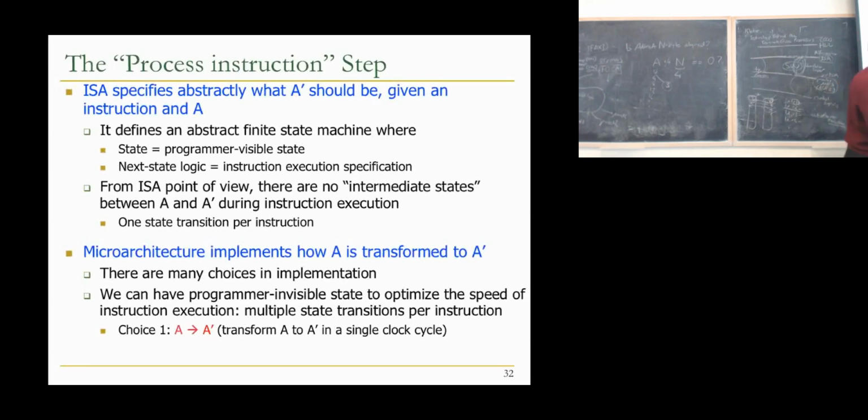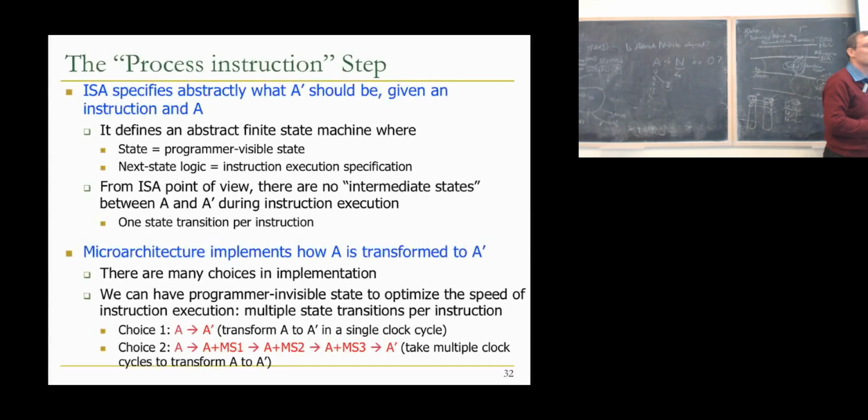Another choice could be this. You start with the architectural state, you add to it some, and then in the next clock cycle you go to the same architectural state plus some microarchitectural state. In the next clock cycle you can go to the same architectural state but some other microarchitectural state. And then next clock cycle you go to the ISA specified architectural state. You can take multiple clock cycles to transform A to A prime. This is the difference between single cycle versus multi-cycle microarchitectures, and many other microarchitectures fit in this definition choice too.